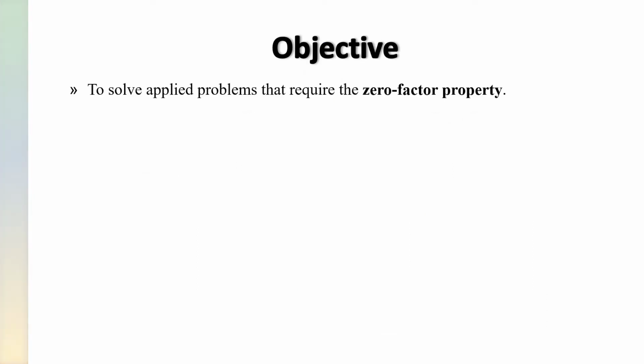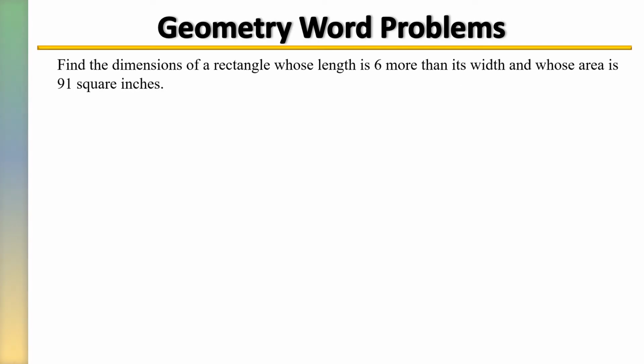In this lesson, we will solve applied problems that require the zero factor property. In this example, we're going to find the dimensions of a rectangle whose length is 6 more than its width and whose area is 91 square inches.